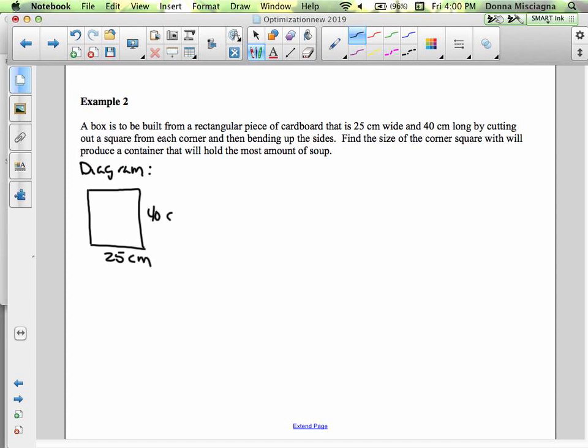But you can make a box out of a piece of cardboard if you simply cut off corners. How much you cut off will impact the volume. You might get more volume, you might get less volume. If you cut off too much, you can't make a box out of it. You just have a pile of scraps, right? How much we're going to cut off, we don't know. But since we don't know it, let's give it a variable. Let's call it x. So what we want to cut off is x.